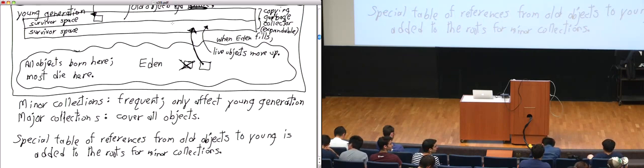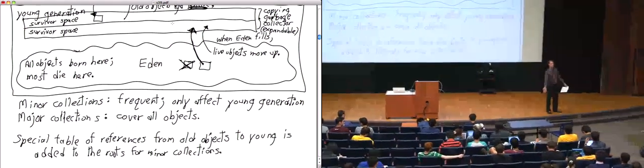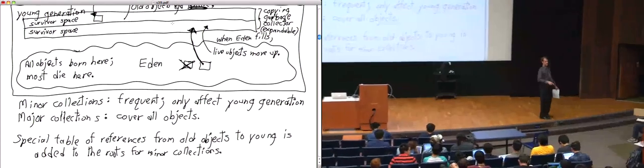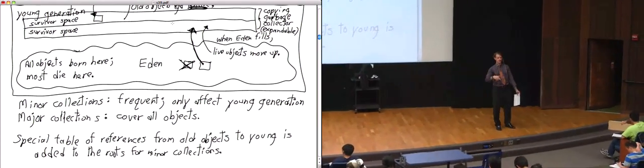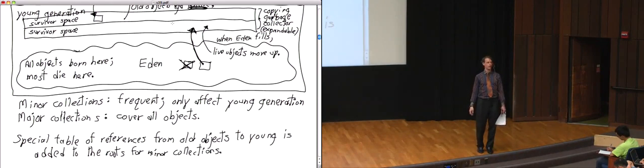How can Eden fill when it's being garbage collected? It's only being garbage collected when it fills. Most of the time, no garbage collection is taking place. It's not a continuous process. It's something that gets triggered when the Java virtual machine decides, oh, I need more memory.